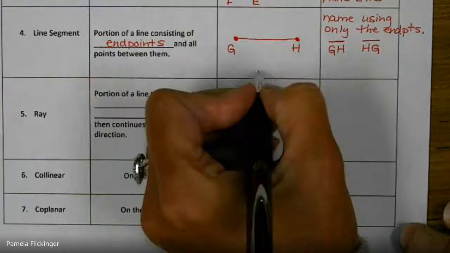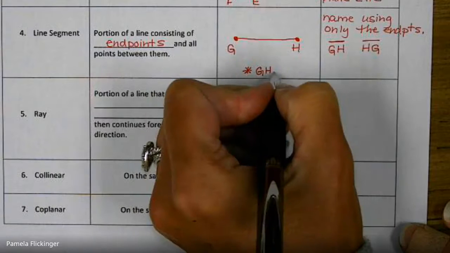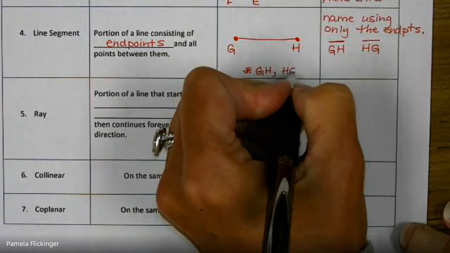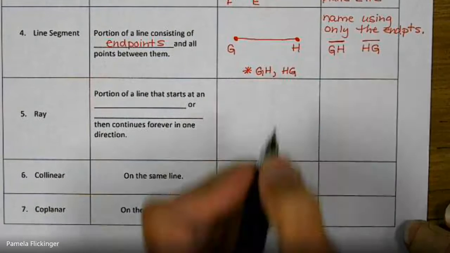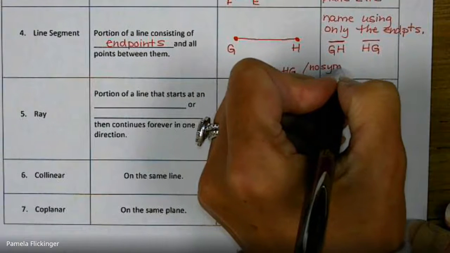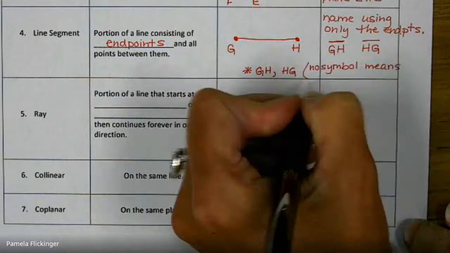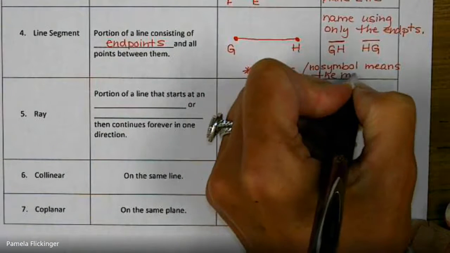Now, when we don't put symbols, if we just had GH and HG, no symbol, that means the measure of. So no symbol means the measure of.